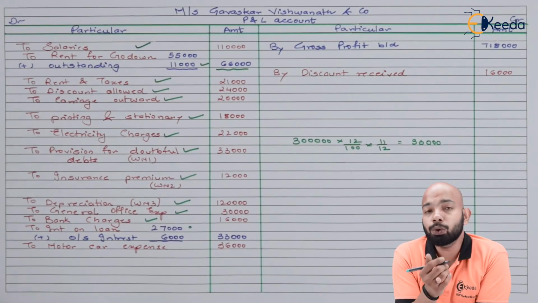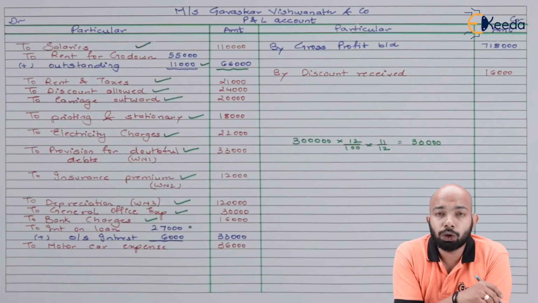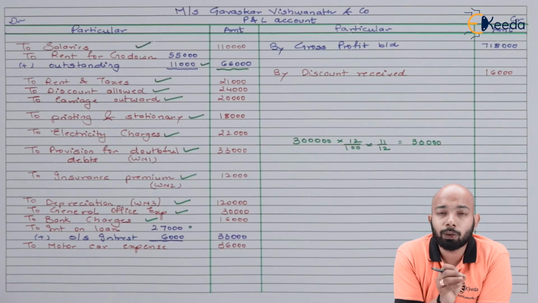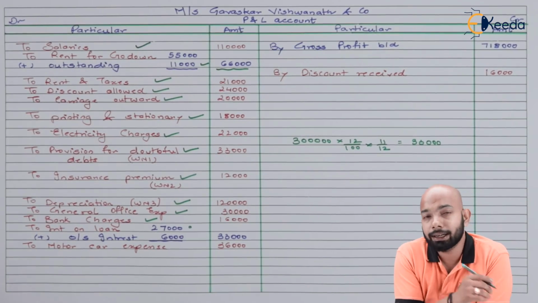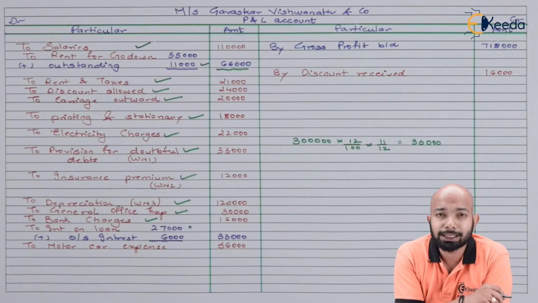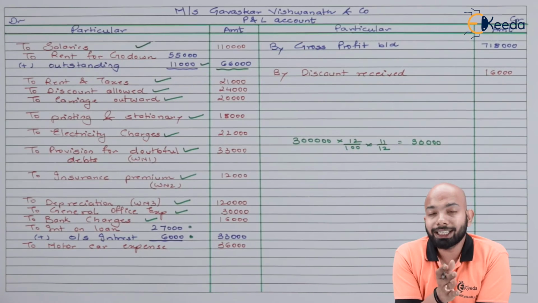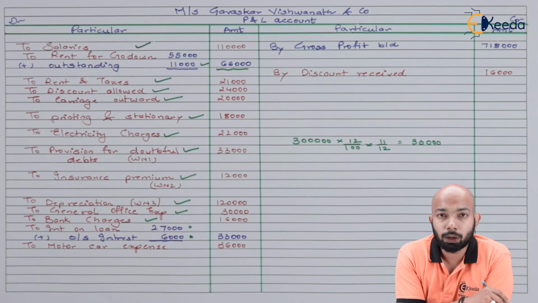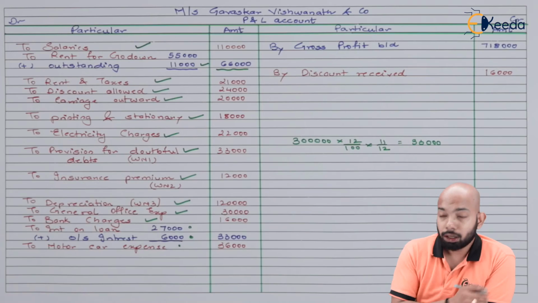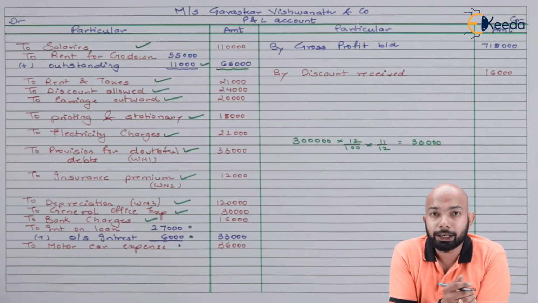So ideally, we're supposed to pay 33,000 as interest on loan, but in the trial balance, it is only given as 27,000. That means 6,000 is still outstanding, which has to be added. So that is how it has been calculated as 6,000. Total motor expenses also has been mentioned as 36,000. Now with this, we have completed the debit side of it.